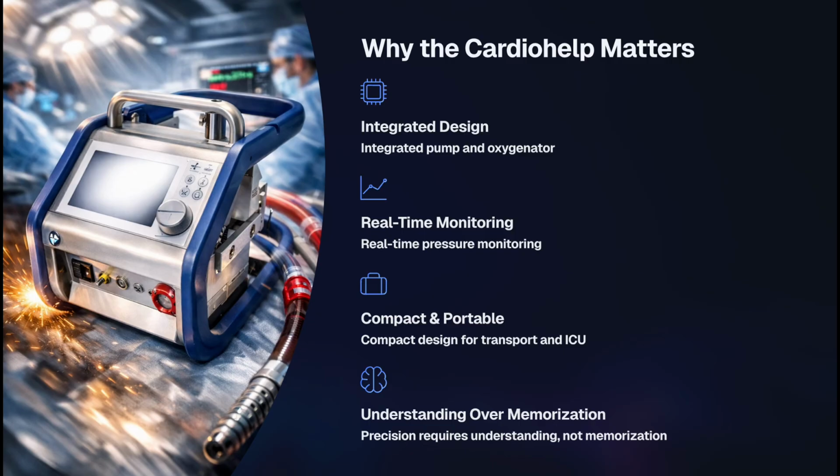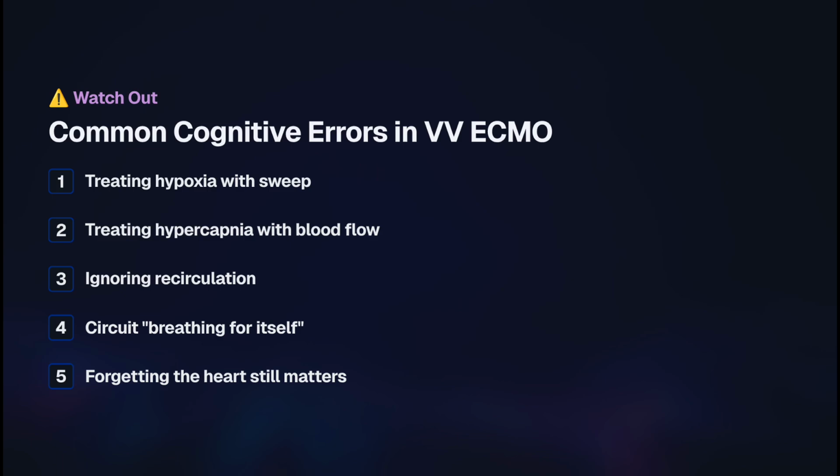The Cardiohelp is designed for precision, not autopilot. Every number on the screen reflects a pressure, a resistance, or a flow relationship. If you don't understand what the numbers represent physiologically, you will chase alarms instead of solving problems. These are the most common cognitive traps in VV ECMO. Treating hypoxia with sweep is a category error. Sweep removes carbon dioxide. It does not add oxygen.